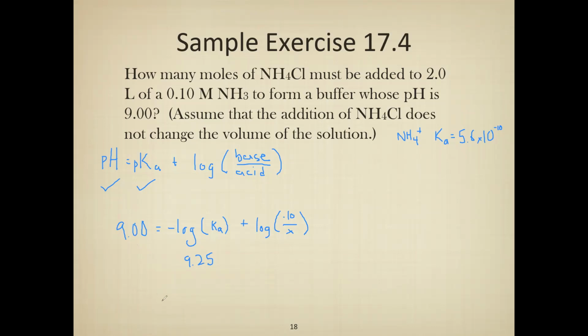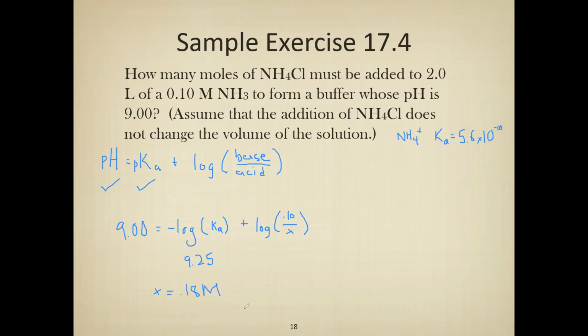And when we go through, like I said, this term becomes 9.25. So we get negative 0.25 is equal to this piece. And you can then just go through, do the algebra, raise both sides to the power of 10. So we'll have 10 to the negative 0.25, 10 to the log 0.1 over X. And what we're going to see when we do that is X is going to be equal to 0.18 molar.